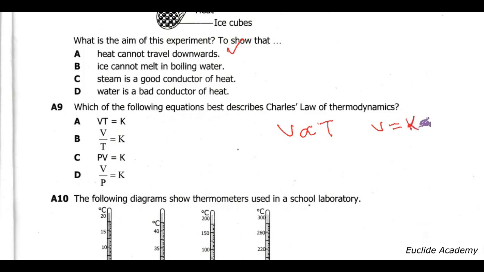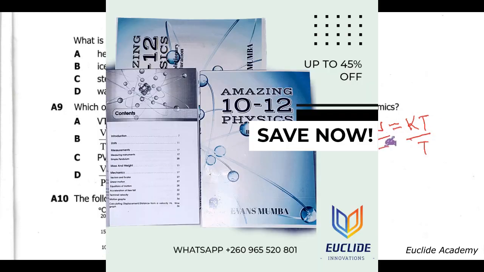Is it VT equals K? Basically this is not a derived form of this formula. Volume divided by T is equal to K. This seems right, because we can divide both sides by T, and we'll cancel that, and that will give us that K is equal to V divided by T. So we go with V.